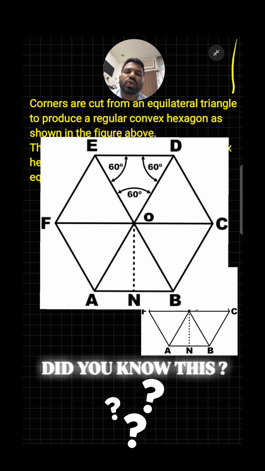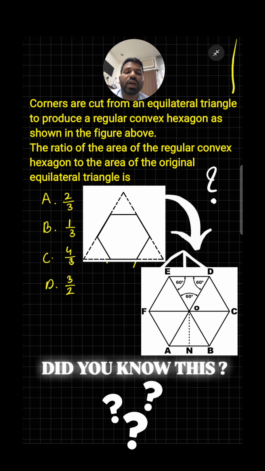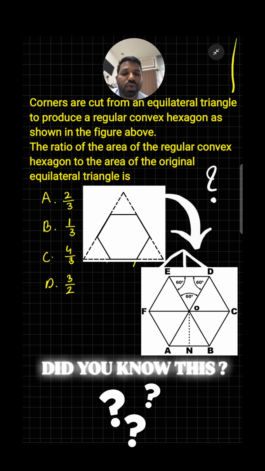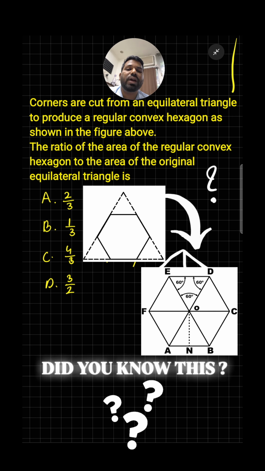are also equal. So we need to cut the corners of the triangle so that we can get a regular hexagon. And now the question is, what is the ratio of hexagon area to the triangle? Now we don't have to use all the formulas for a regular hexagon or a triangle. We just have to imagine how we can divide this triangle into different areas.